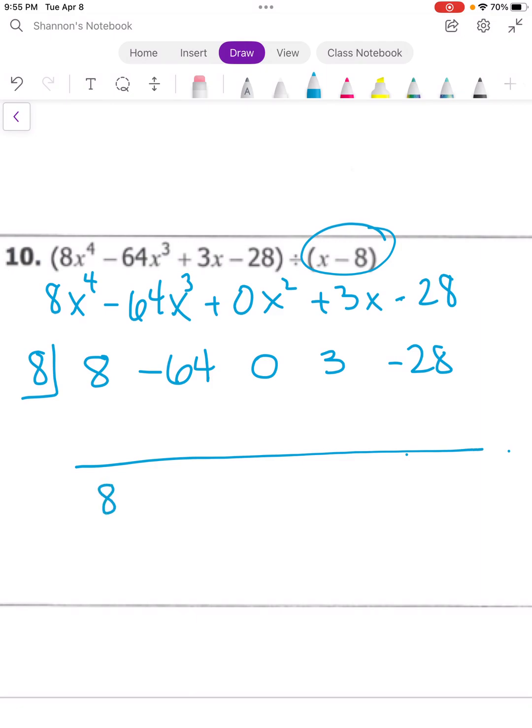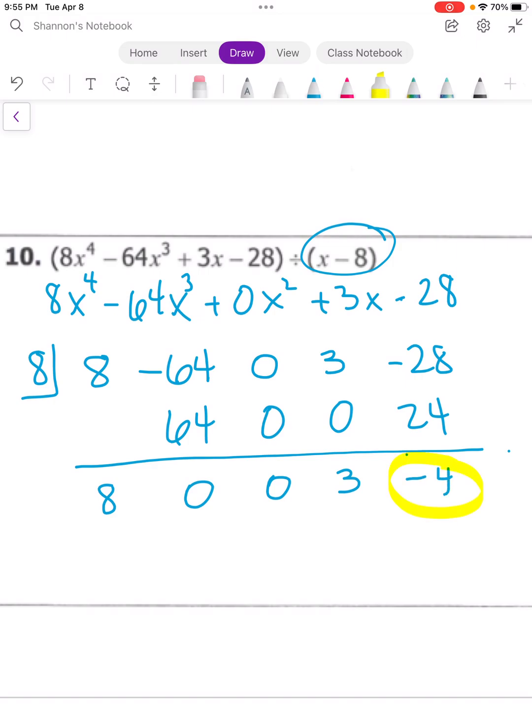Bring the 8 down and multiply. 8 times 8 is 64. When I add those, I get 0. 8 times 0 is 0. When I add those, I get 0. 8 times 0 is 0. When I add those, I get 3. 8 times 3 is 24. When I add those, I get -4. Reminder that that is your remainder.